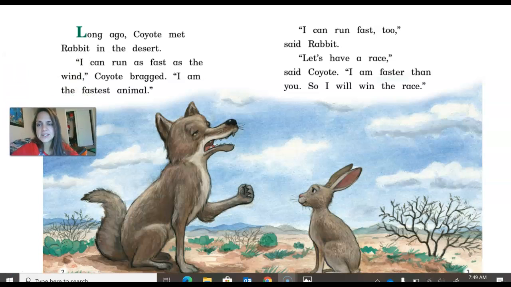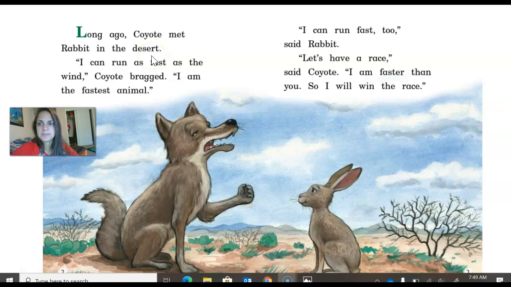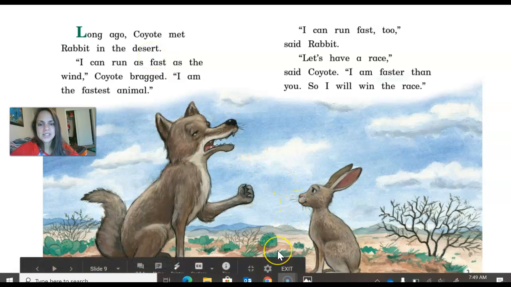A lot of classic tales start with long ago, and here we see our characters. Who are our characters so far in this text? Thinking about those story elements. Coyote and rabbit. And where is the setting of this text? We can use the illustration. We can look in the text. Yeah, it looks like they're in a desert.